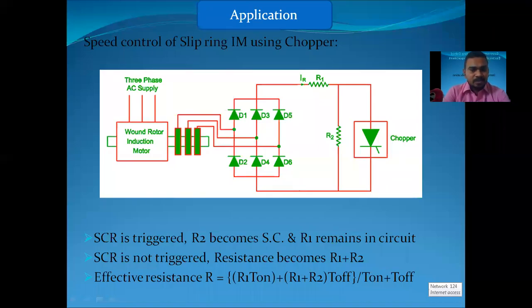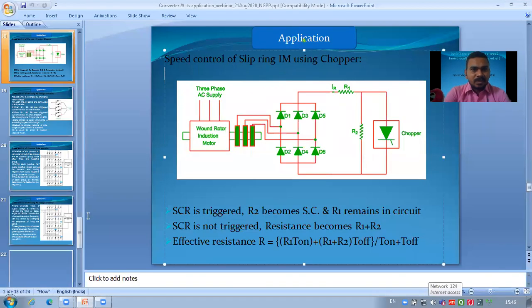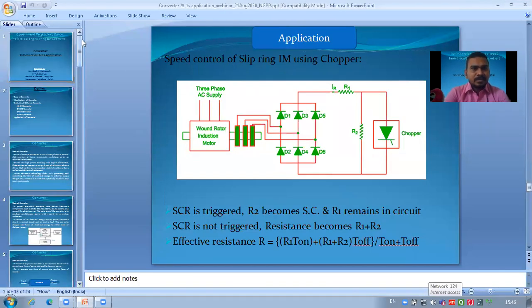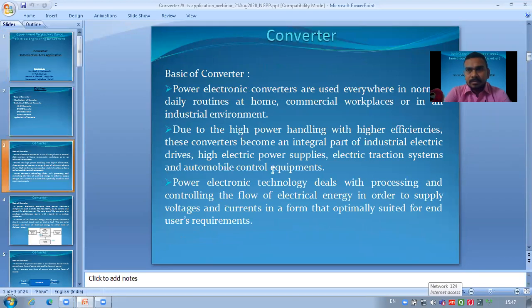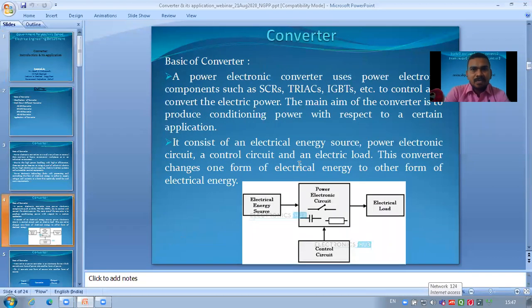Okay, so up to this point we recall. Up to this we discussed the basics of the power converter. That is, a power converter is a converter which converts one form of power into another form of power, in which we need an electrical energy source. Then we need a power electronic circuit. A control circuit is also required to control the power electronic devices. The devices used are the SCR, triac, IGBT, etc. MOSFET is also used.